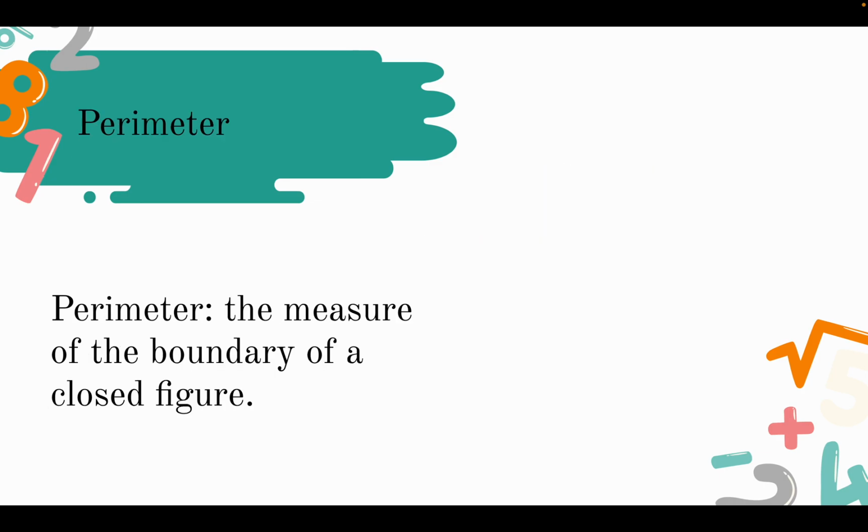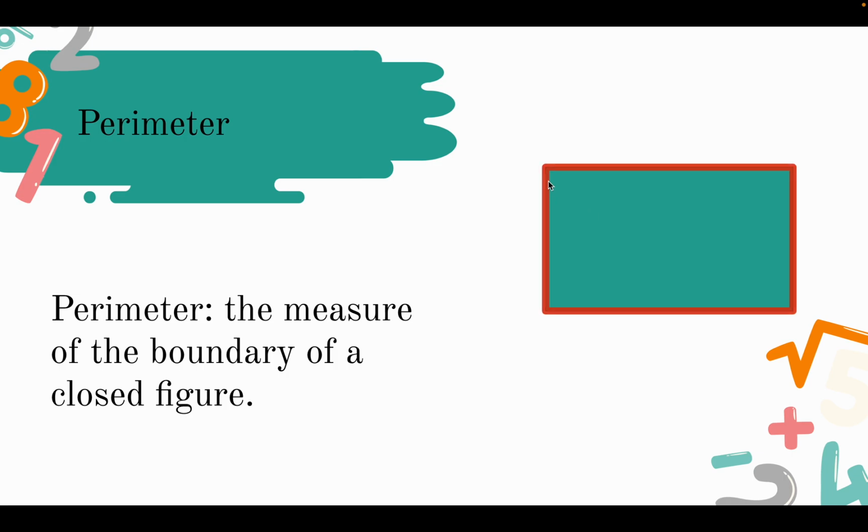The perimeter is the measure of the boundary of a closed figure. So we have the same rectangle. All of the boundary is basically the perimeter of the rectangle. So everything outlined in red is the perimeter.